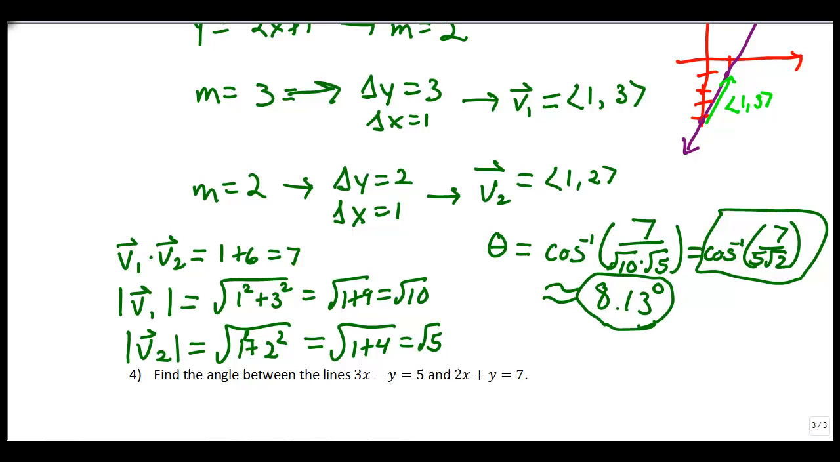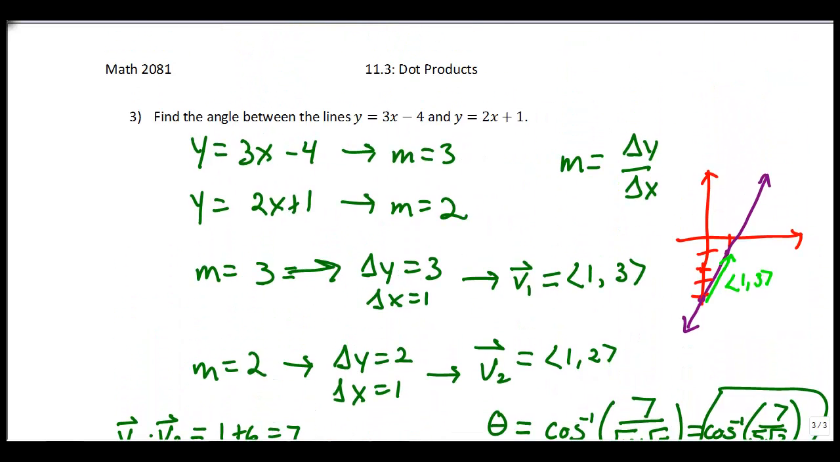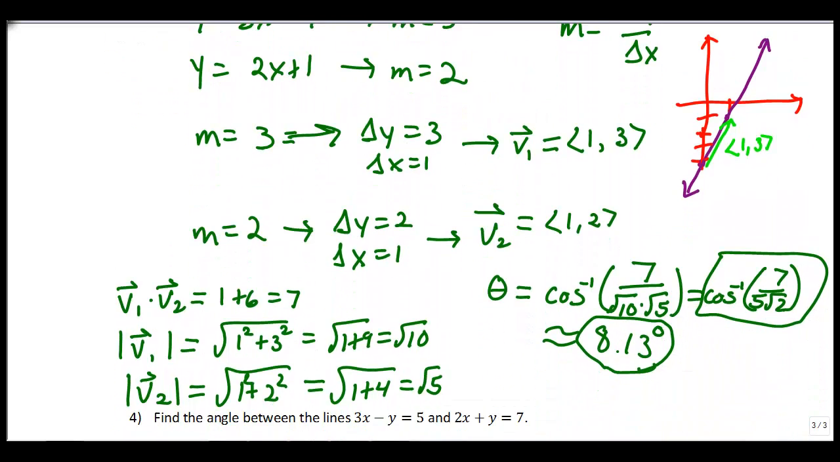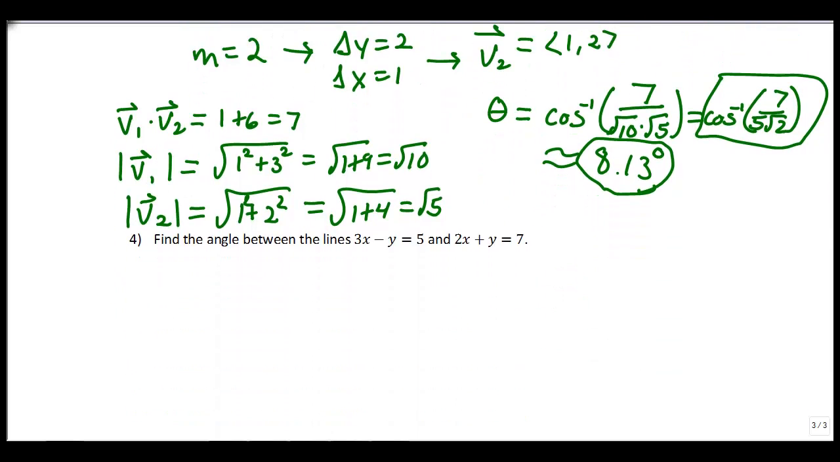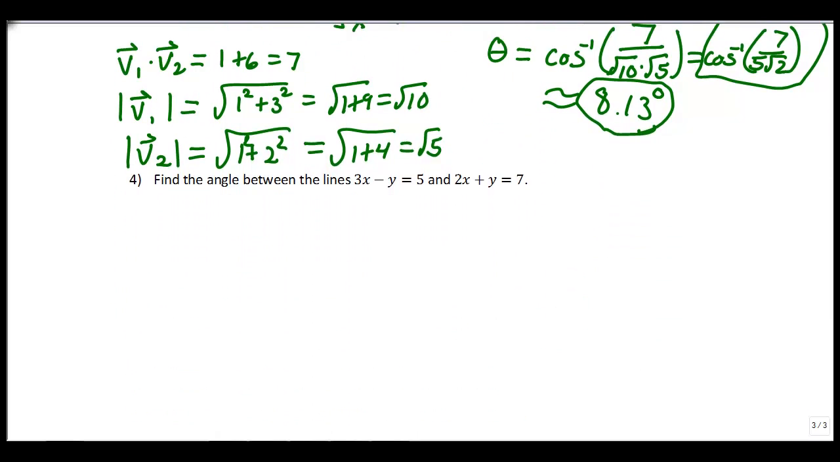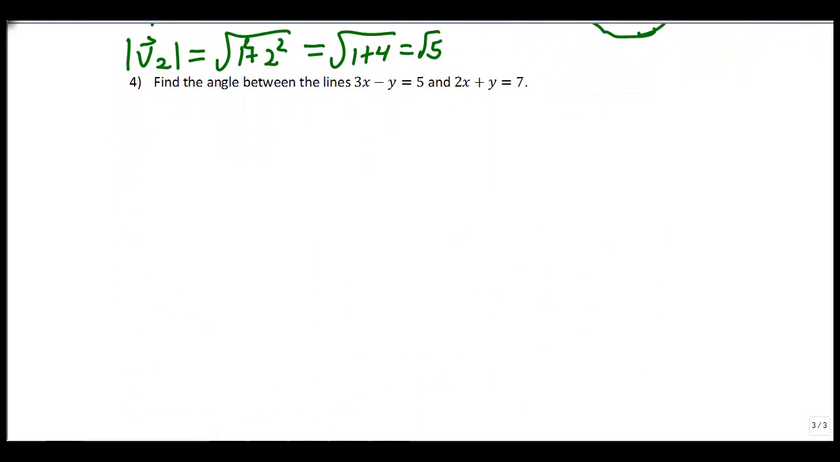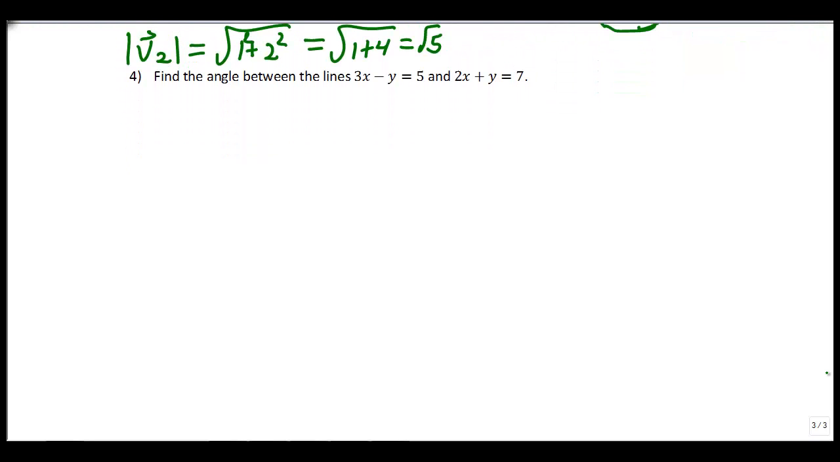If you want an answer in degrees, here you had 2 lines from equations, and we got an answer in terms of the number of degrees between the lines. Here using the slopes, turning them into vectors, and then using dot product things. Okay, one more like this here. Find the angle between the lines 3x minus y equals 5 and 2x plus y equals 7.